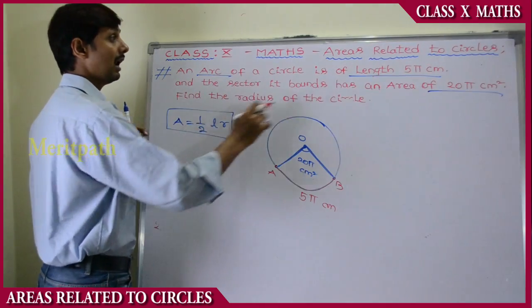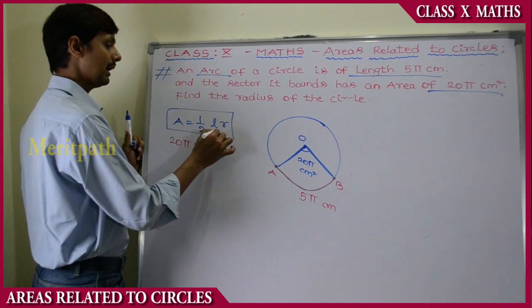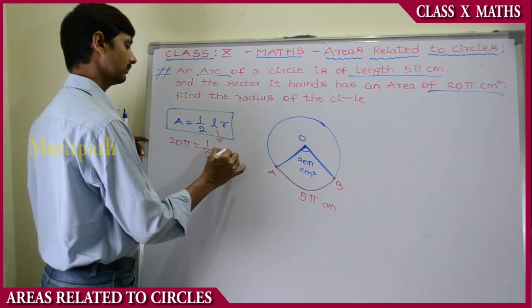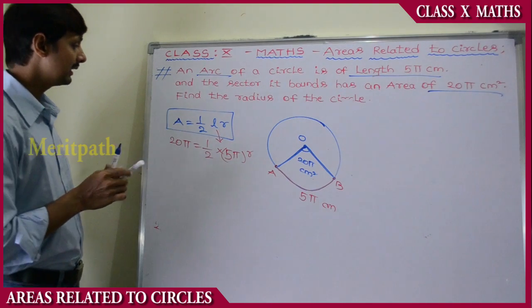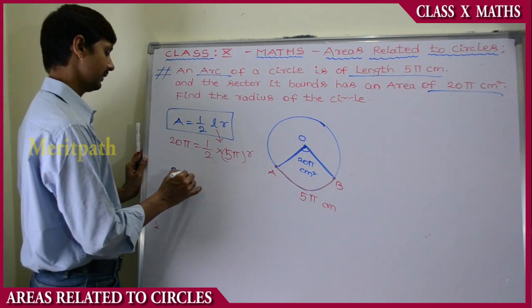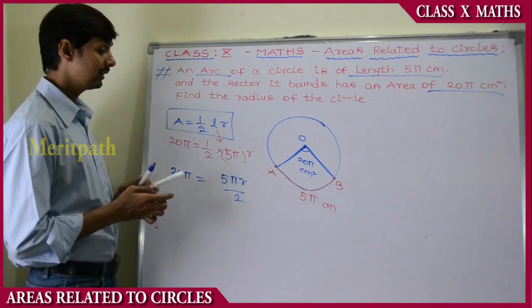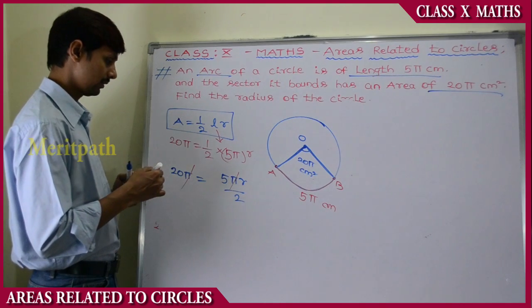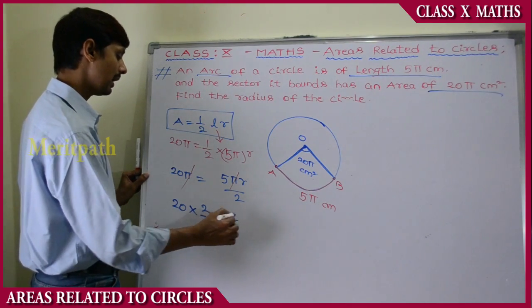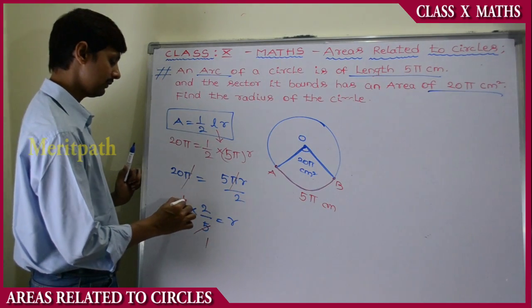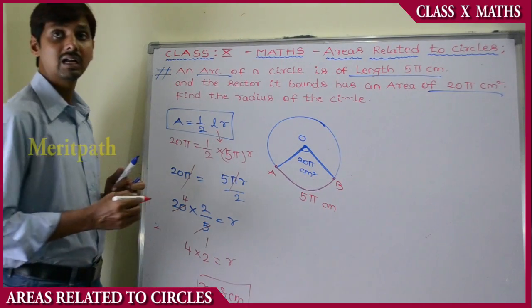Here the length of the arc is 5 pi centimeters and the area of the sector is 20 pi. So 20 pi equals half into 5 pi into R, that is 5 pi R divided by 2. We can cancel pi on both sides and transpose 5 by 2 to the right-hand side. 20 into 2 by 5 equals R. Cancelling with 5, 4 into 2 equals R, so R equals 8 centimeters. This is the radius of the circle we have found.